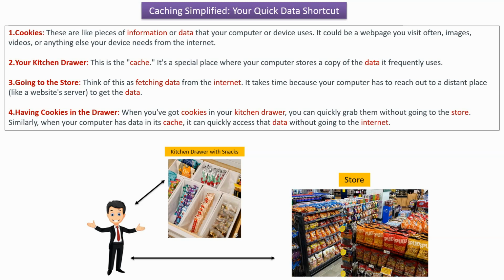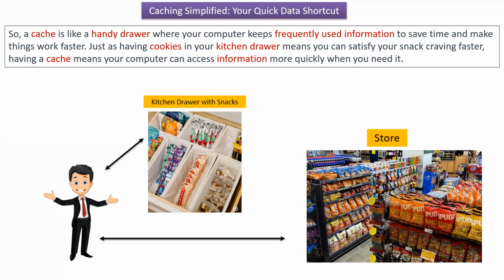Having cookies in the drawer. When you have cookies in your kitchen drawer, you can quickly grab them without going to the store. Similarly, when your computer has data in the hash, it can quickly access the data without going to the internet. So the hash is like a handy drawer where your computer keeps frequently used information to save time and make things work faster. It is the same as having cookies in your kitchen drawer. It means you can satisfy your snack craving faster. Having a hash means your computer can access information more quickly when you need it.